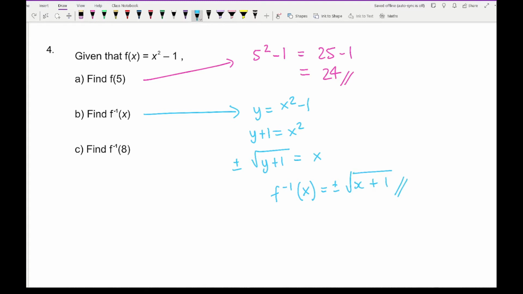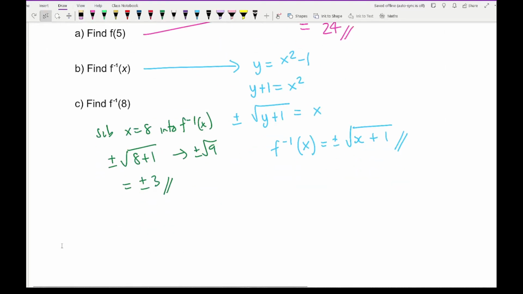Then for C, substituting 8 into this, we sub x equals 8 into our inverse function of x. So here I'm going to have plus or minus square root of 8 plus 1, which then leaves me with plus or minus 3, because that becomes plus or minus root 9, which then gives me plus or minus 3, or just positive 3.